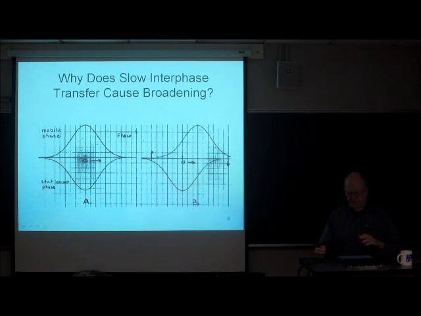Now, just to remind you, I went through this slide a couple of days ago. This is why the slow transfer between phases, the interphase transfer process, causes broadening. And this sort of explains why it shows up as C times U: the solute in the stationary phase has to stay in equilibrium with the solute in the mobile phase. And the faster we move the stuff in the mobile phase, the further away from equilibrium is the situation, and so the worse the peak shape, the worse the peak broadening.